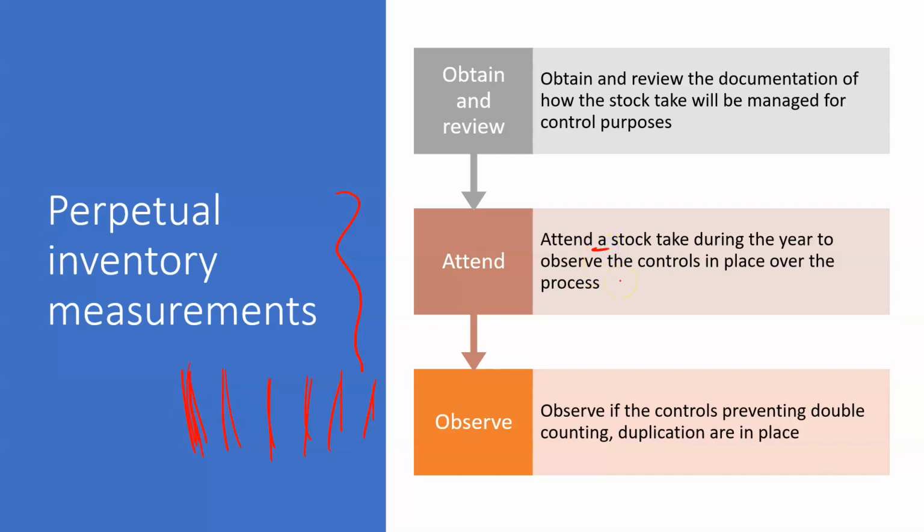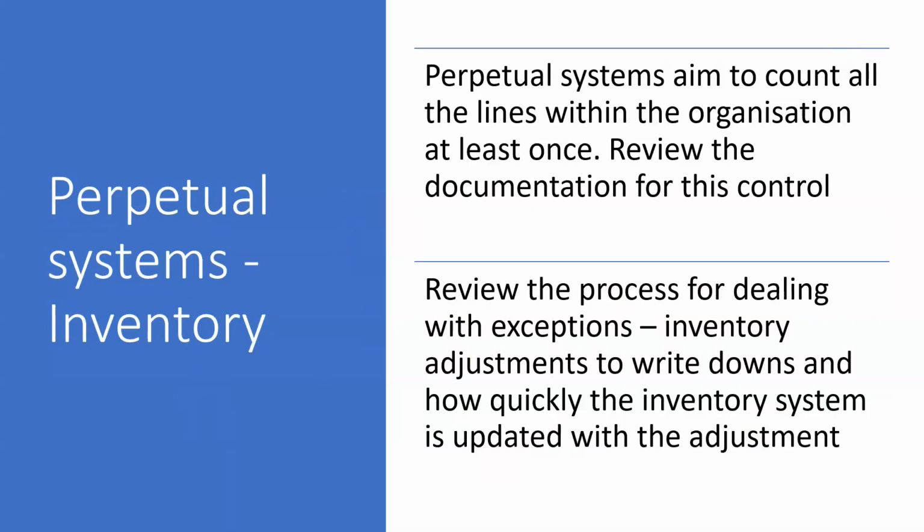So you're going to one of the stock takes during the year to observe the controls, because a stock take is really a controls test, right? You're going along at the stock take to observe controls, and if you're comfortable with the controls, then you're comfortable with the completeness and the existence of the inventory. That's the point with this. Again, I've written here that we're trying to ensure the controls prevent double counting or any errors.